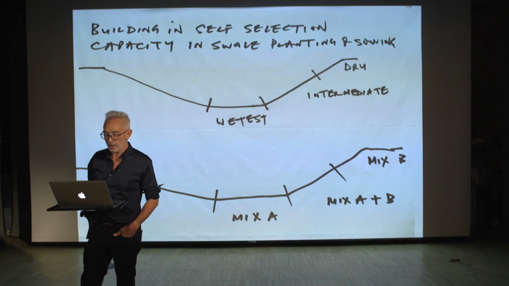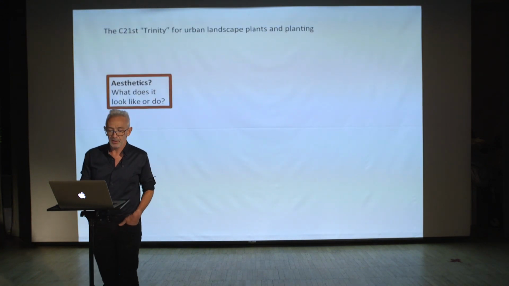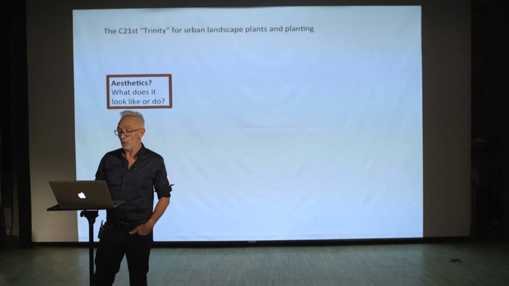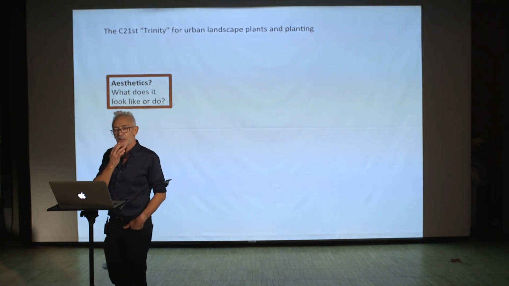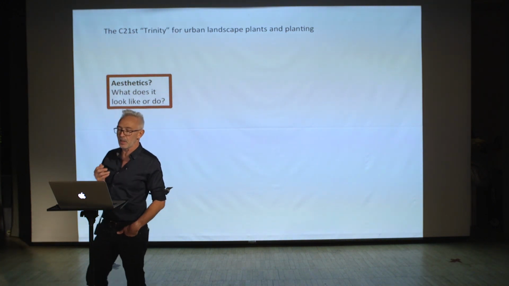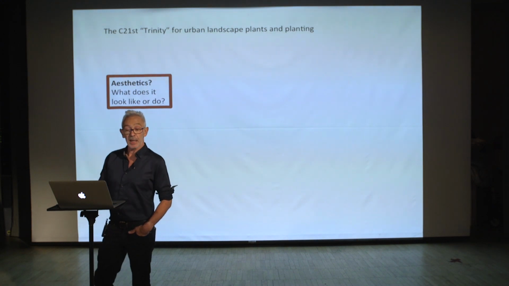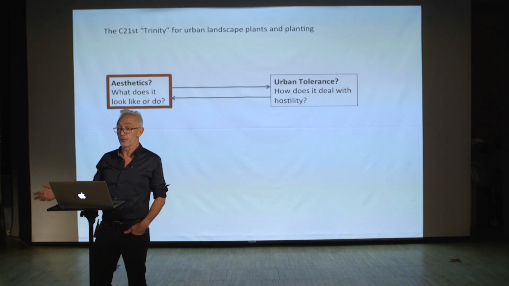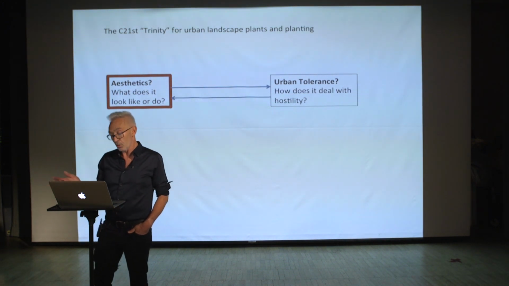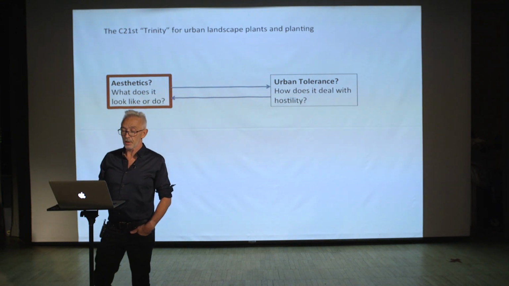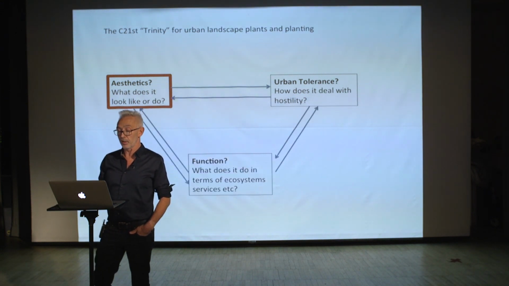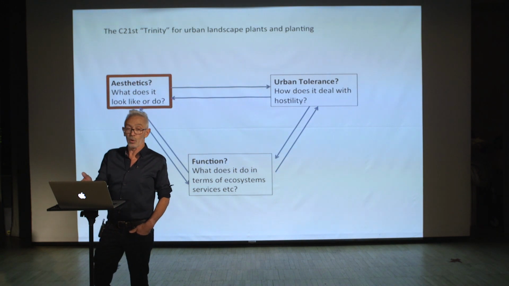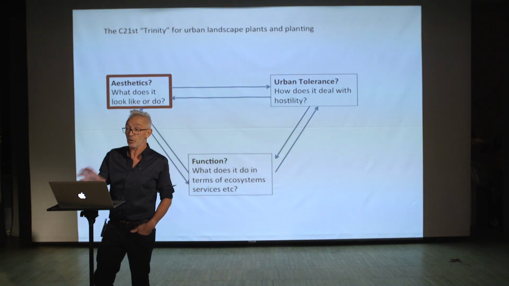So that's one of the nice properties of designed vegetation on a community model. So what I suggest to you is the 21st century trinity for urban landscape plants and planting is as follows. Aesthetics, what does it look like? What does it do? Then secondly, urban tolerance, how does it deal with hostility? Because most urban places are fundamentally suboptimal. Not always, but in many cases. And then thirdly, what does it do in terms of ecosystem services? And the way I see the world, no matter where I'm working, it's always trying to stitch those things together in the work I do.